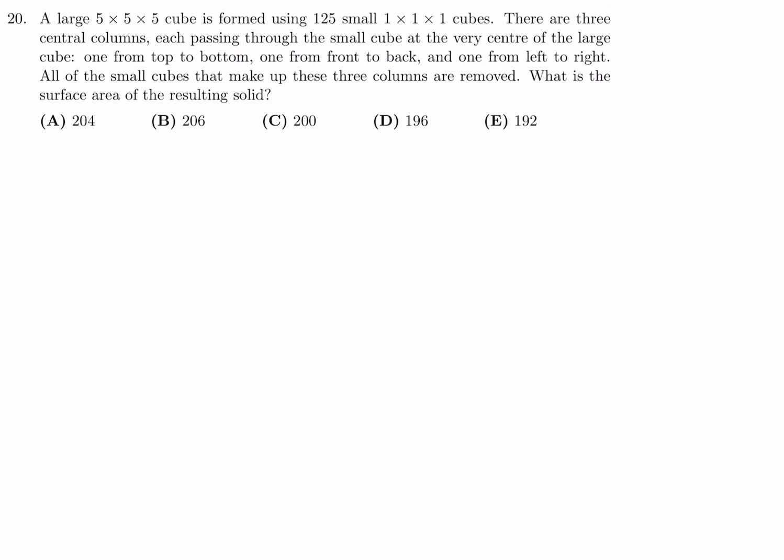A large 5 by 5 by 5 cube is formed using 125 small unit cubes. There are 3 central columns, each passing through the small cube at the very center of the large cube, one from top to bottom, one from front to back, one from left to right. All the small cubes that make up these 3 columns are removed. What is the surface area of the resulting solid?